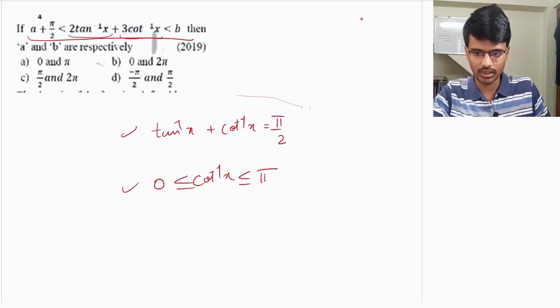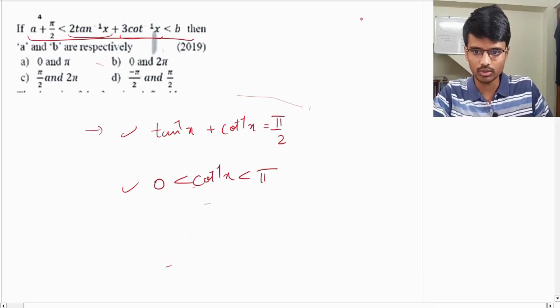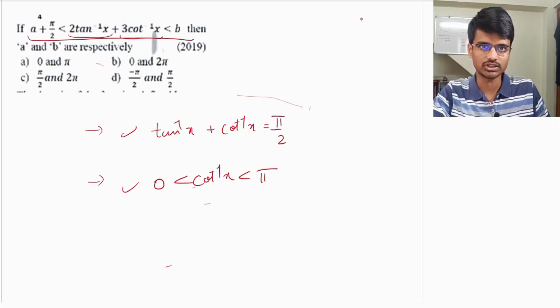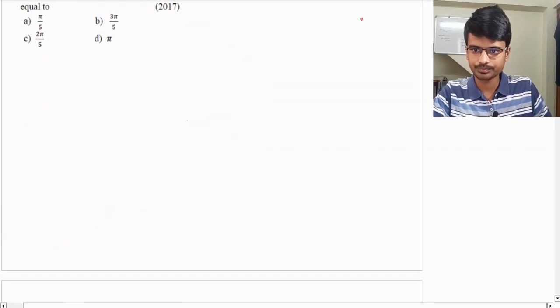Wait a second, what is the graph of cot? So it is 0 to pi, sorry, I'm so sorry, it is not equal. So using these two, you can solve this on your own, and in the comments you can tell me the answer. I'll check that and let you know. Okay, try this question. Okay, moving on.